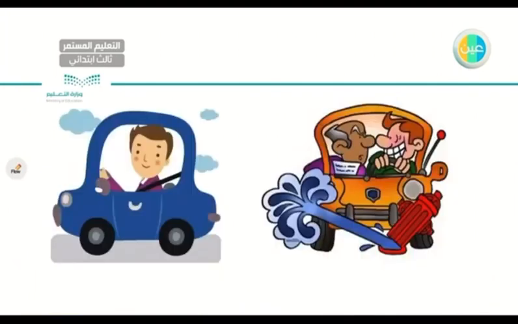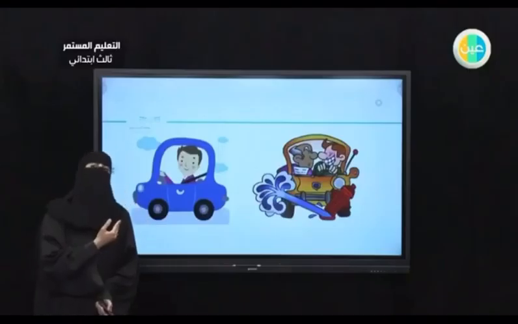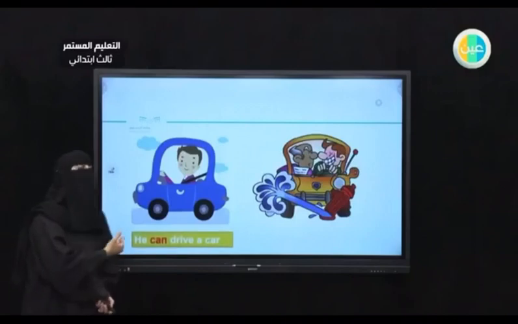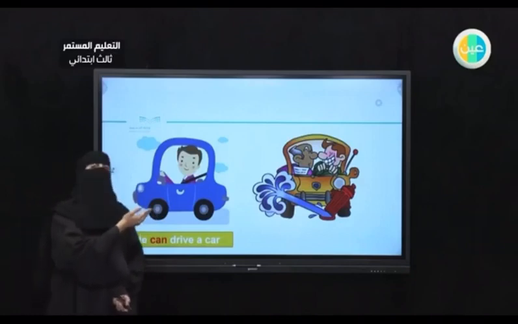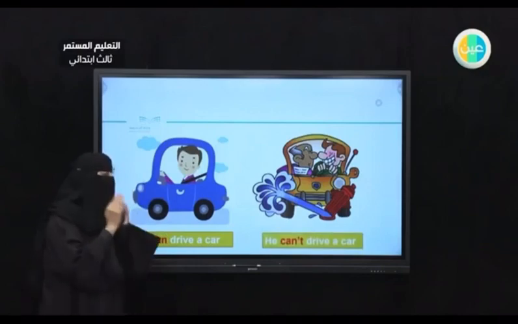So here, let's have one more example. To your left, I can see a very careful driver. He can drive a car. Very good. He can drive a car. But for the second picture, as you can see, he just made an accident, okay? So he can't drive a car. He cannot drive a car.